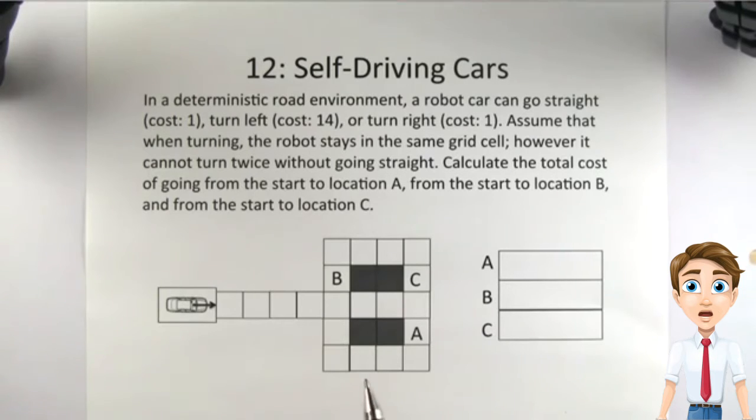Let's assume the robot, when it turns, stays in the same grid cell, but it only can turn once. After it turned, it has to actually move. So it's impossible, for example, to turn right 3 times just to avoid the cost of a left turn.